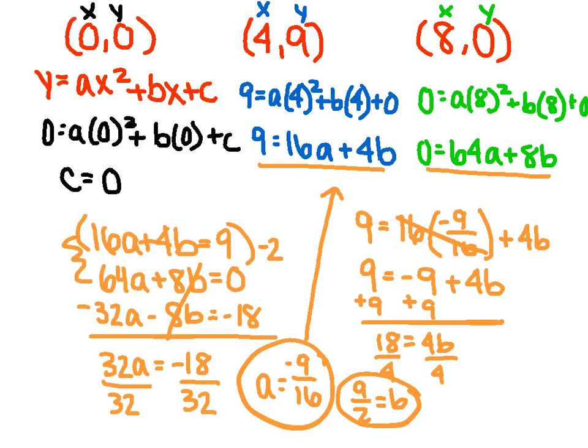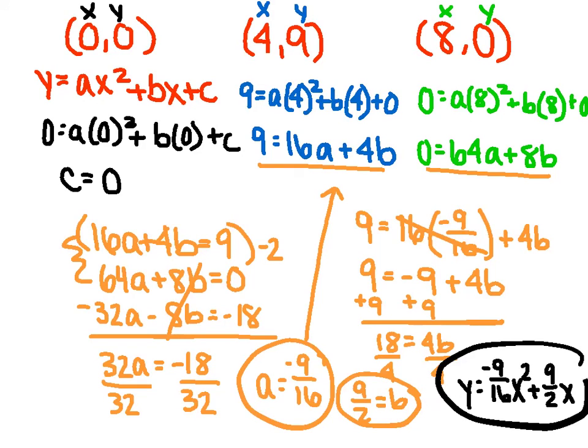So now we have a, b, and c. We can write our standard form of the equation. Y equals a x squared plus bx, and then plus c. C is just 0, so we don't need to include 0 unless you want to.